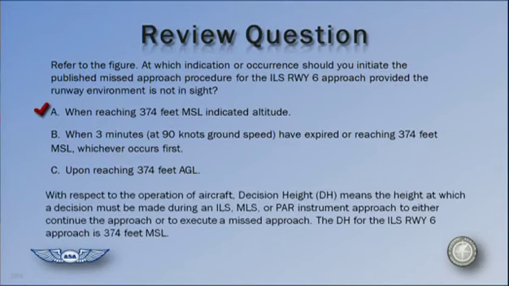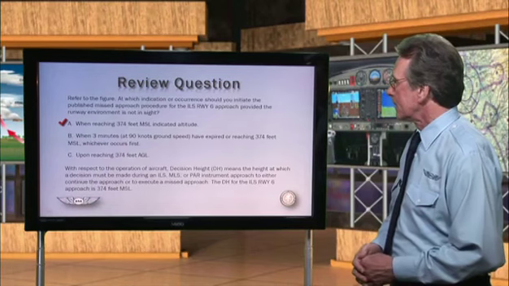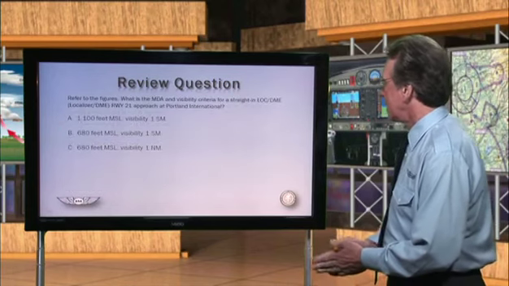With respect to the operation of aircraft, decision height, or DH, means the height at which a decision must be made during an ILS, MLS, or PAR instrument approach to either continue the approach or to execute a missed approach. The DH for the ILS Runway 6 approach is 374 feet MSL. Again, answer A. And another question.